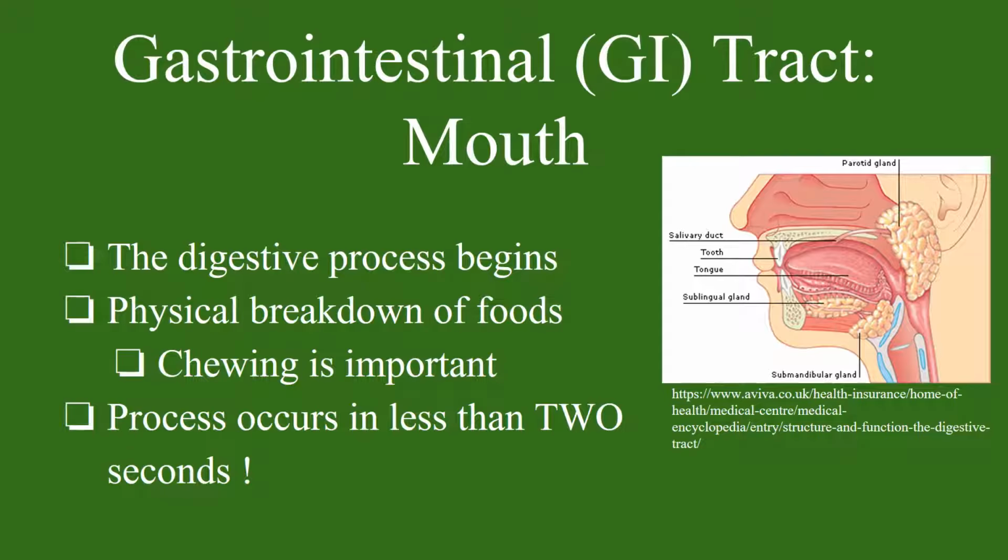The mouth is designed for a physical breakdown of food. Teeth cut off a bite-sized portion and then, aided by the tongue, grind it finely enough to be mixed with saliva and swallowed. Chewing is important for foods with indigestible membranes and exposing the surface area of food to digestive secretions. When food is chewed, the result is a mixture of food particles and saliva called bolus. This complete process occurs in less than 2 seconds.